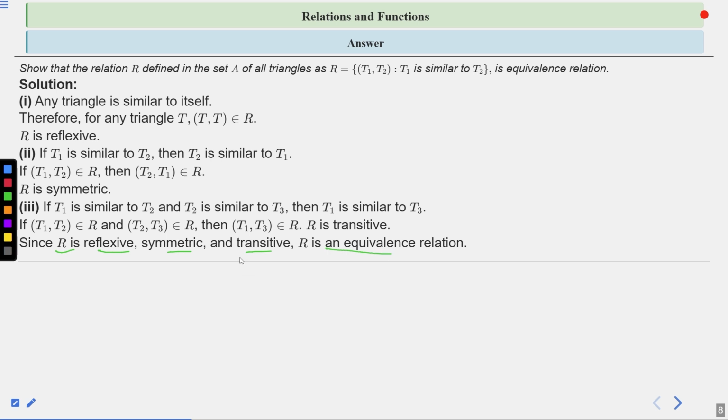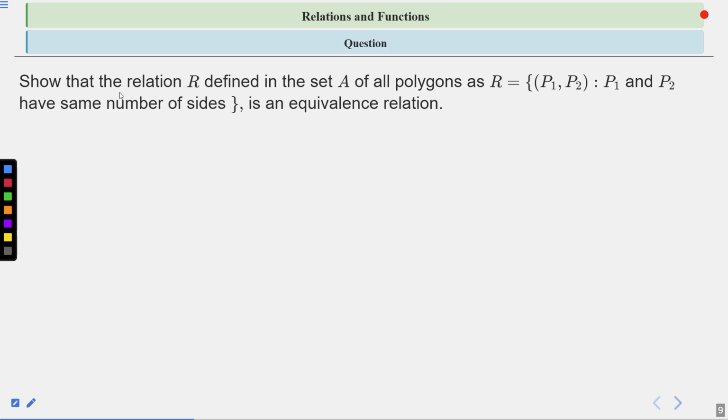Clear? This question: show that the relation R defined in the set A of all polygons. So set A is of all polygons. Now this R is defined as the collection of all pairs (P1, P2) such that P1 and P2 have the same number of sides. Simple. And we have to show that this R forms an equivalence relation. You'll have some seconds to try this problem, then afterwards we will move on to the solution slide. So your time starts now.